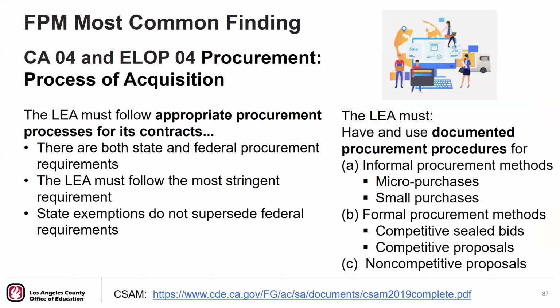CA04 and ELOP04 pertain to procurement. There are many components to procurement, which could be why it is the highest item of noncompliance for both federal stimulus monitoring and ELOP. The LEA must follow the appropriate procurement processes for all contracts. In addition, the LEA must have and use documented procurement procedures. Key points are included in this slide. Specific guidance regarding procurement is provided in the CSAM, and a link is included in this slide.